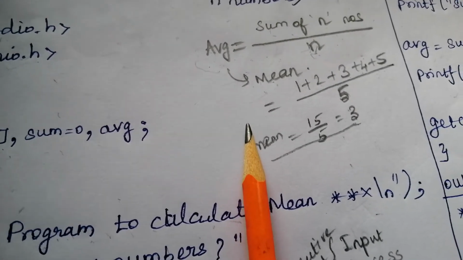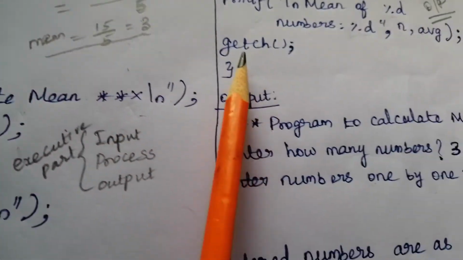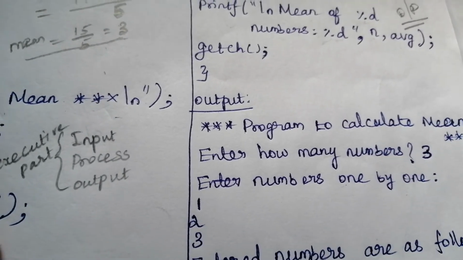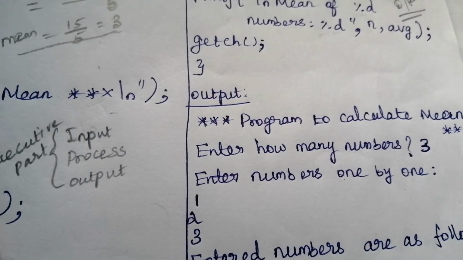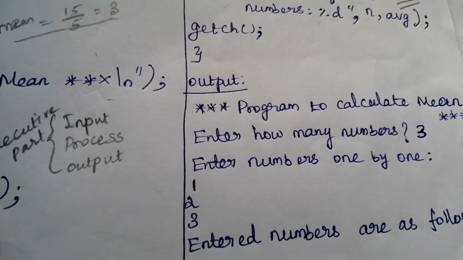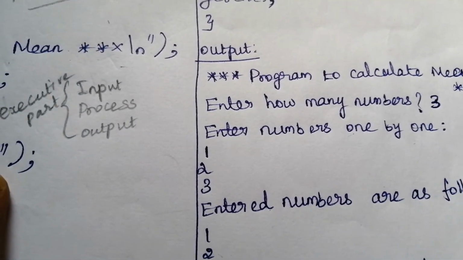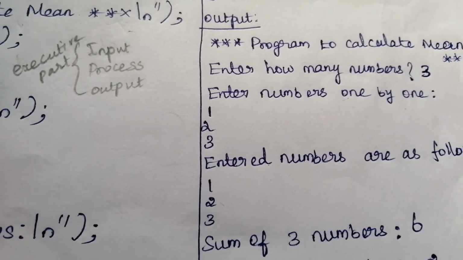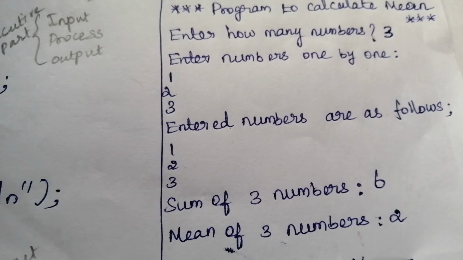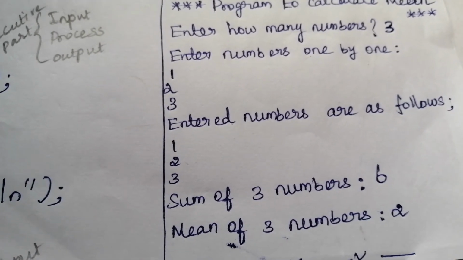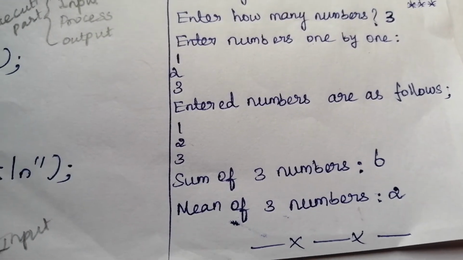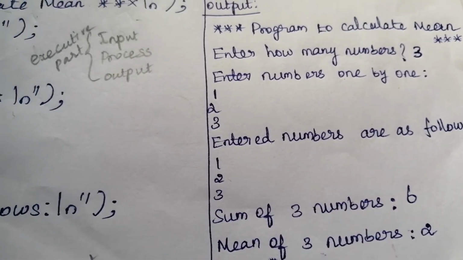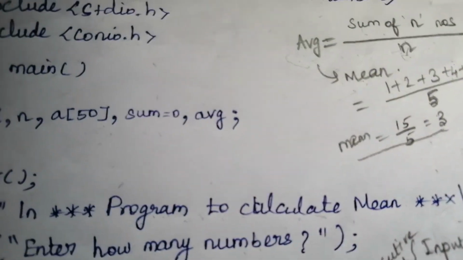So it displays the console box. There it displays a message like "program to calculate mean". It asks the user to enter how many numbers. I have entered 3. Then enter numbers one by one, like I have entered the numbers 1 2 3. On pressing enter, it will display the message "entered numbers are as follows: 1 2 3". After that, it displays the output: sum of 3 numbers 6 and mean of 3 numbers 2. So this is the way to write a C program to calculate mean value.